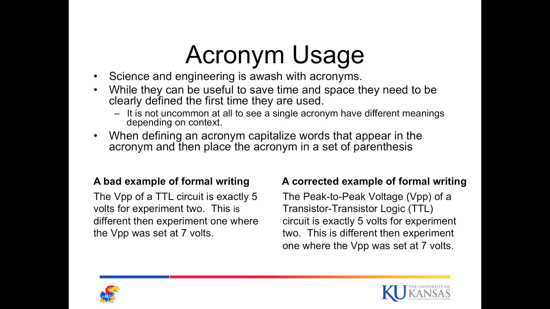So the first time we use VPP, we say the peak-to-peak voltage, in parentheses, VPP, of a transistor logic circuit is exactly 5 volts for experiment 2. Now we know what those acronyms mean, so that when we reuse them in the next sentence, it's all well and good. We don't have to redefine them.